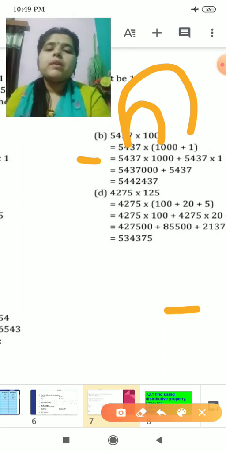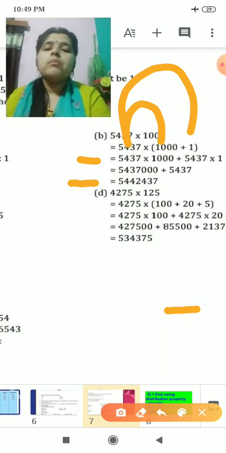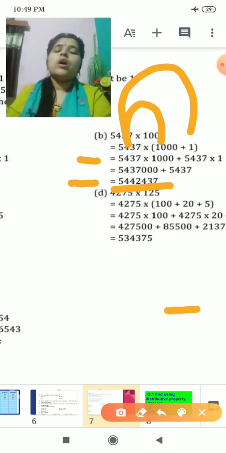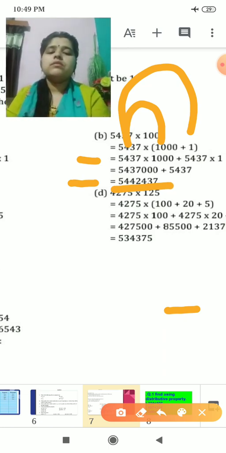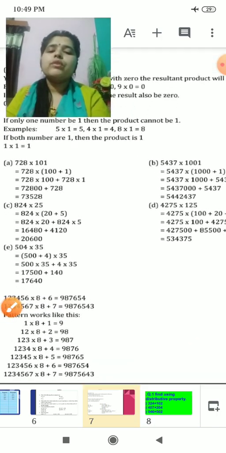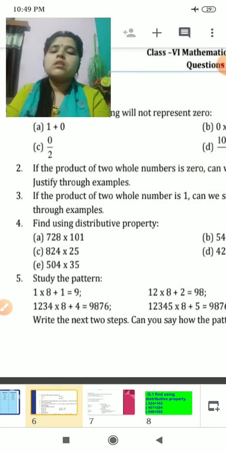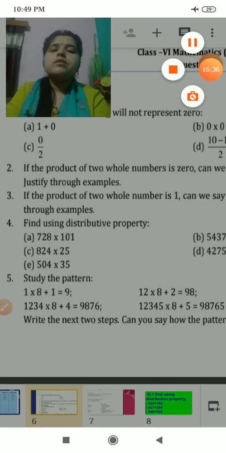So we have multiplied and we have got this. After doing this, we have added both the numbers, and we have got 5442437 as an answer. I hope now if you practice, you will get to know how to solve. Okay children, see, this is the last question you can see here.